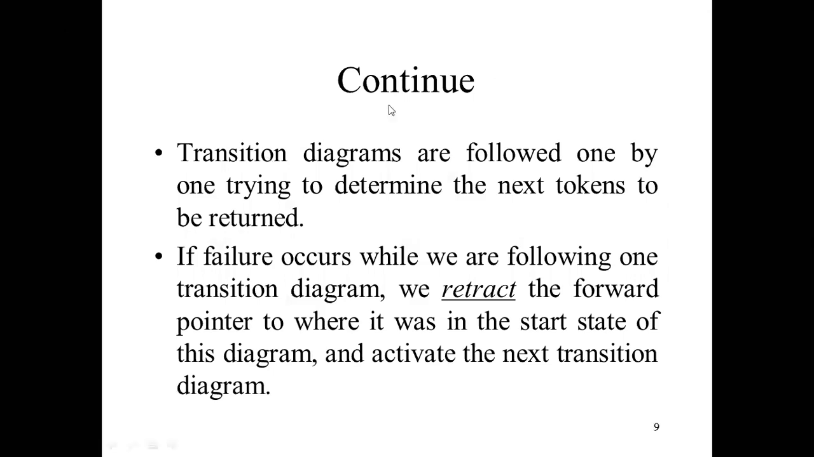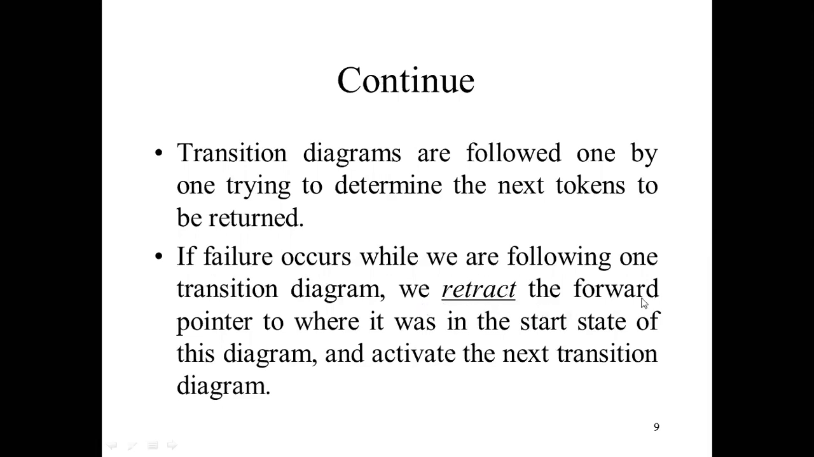Transition diagrams are followed one by one, trying to determine the next token. So in this case, we will move to find the next token, and then we will return again to the same place. If failure occurs, suppose we are going to search a particular string and we are unable, then we retract. We will again start searching.